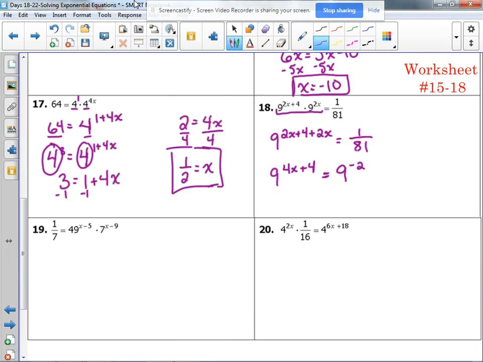Okay? So if it's a fraction like that, look at the number, figure out the power, and it's just a negative exponent. Okay? Now we're back in the boat that we've been in. Same base, set the exponents equal. Solve for the variable.